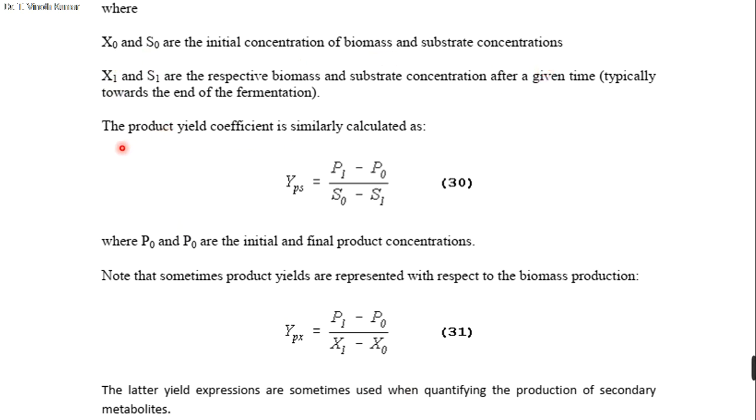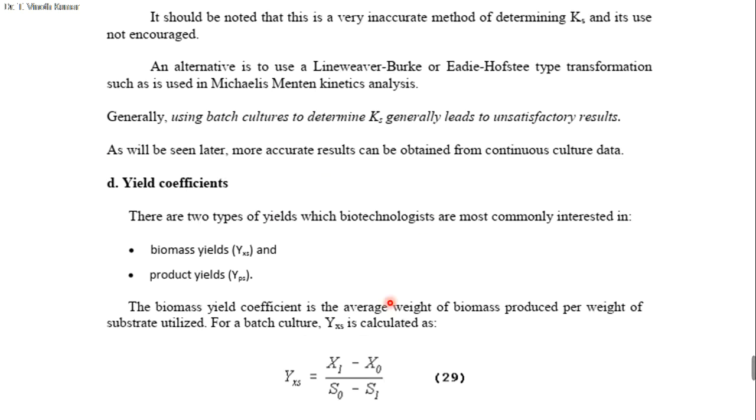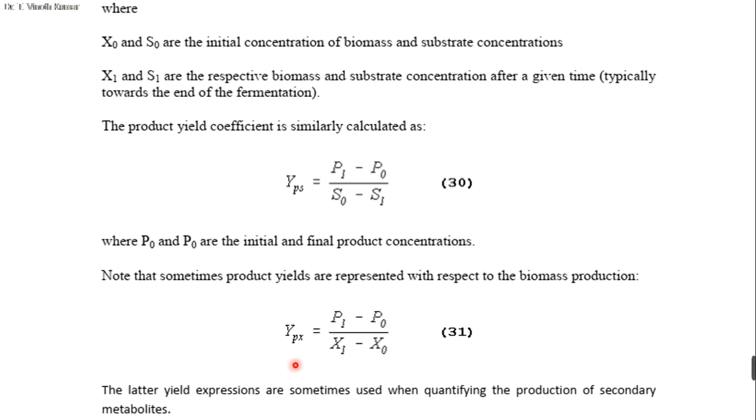And the next one is the product yield, the Y_PS, the product yield coefficient. Previously we studied the biomass yield. So Y_XS means biomass yield and Y_PS means product yield. It is the product after the fermentation minus the product before the fermentation, divided by the initial substrate concentration minus the end substrate concentration, and both are calculated in a proper way.